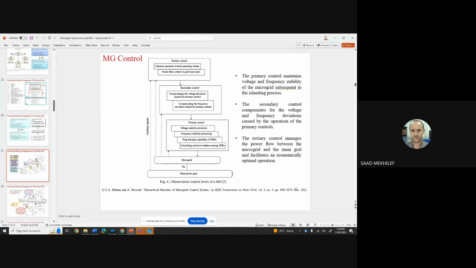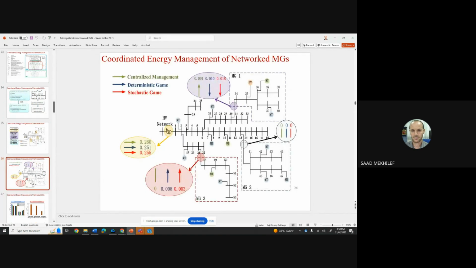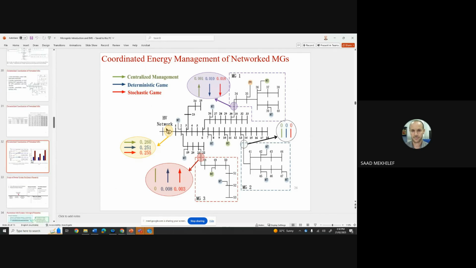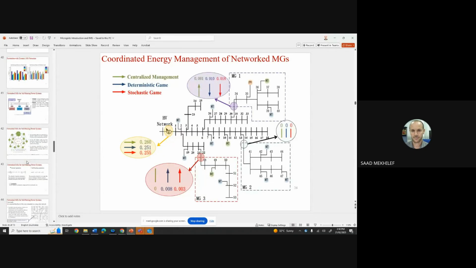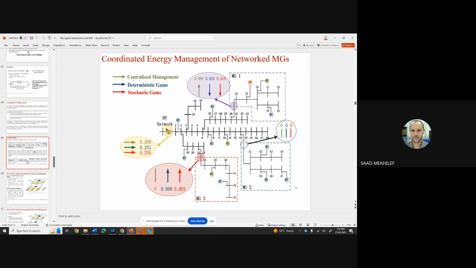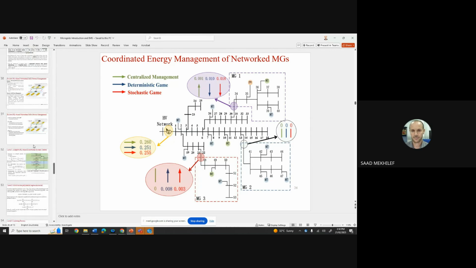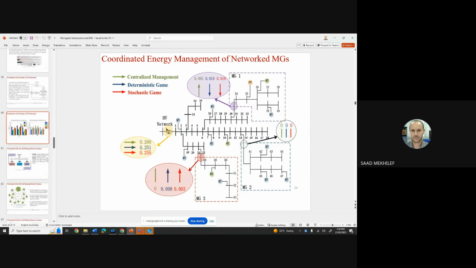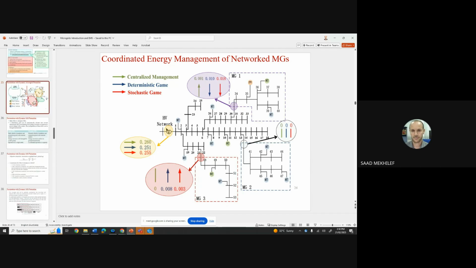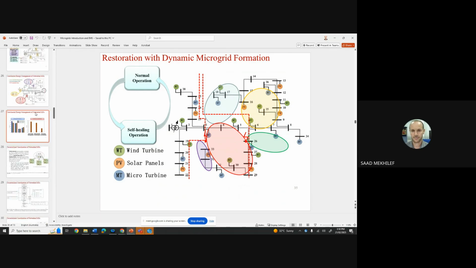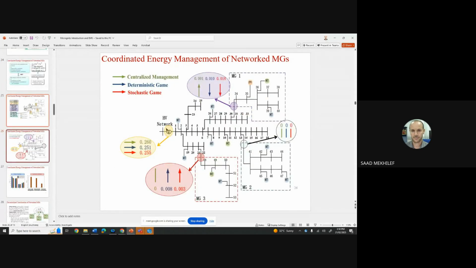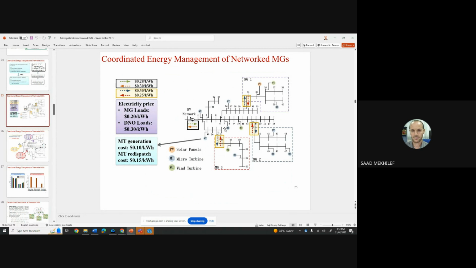Where is it? I think this one. No. Where is it, I showed the examples. Let's see. To see the operation, is it to sell or to buy from the grid? This one. Yes, this one. Yeah. So this is what the energy management does. So is it to sell, to buy?